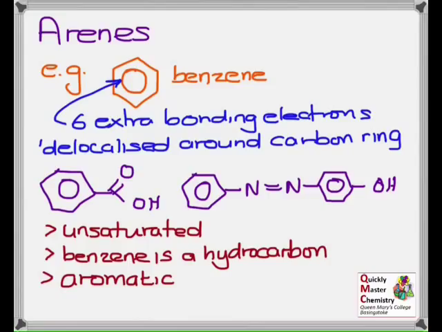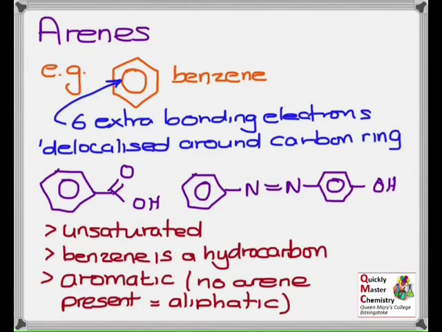And it's got a new word for us, and that is aromatic. Anything with a benzene ring in it, so anything with an arene present in the structure, is called aromatic. With everything else being called aliphatic, spelt as shown there. So if there's a benzene ring in the structure, you can say it's an aromatic molecule. If there isn't a benzene ring in the structure, then you'll describe it as an aliphatic structure.